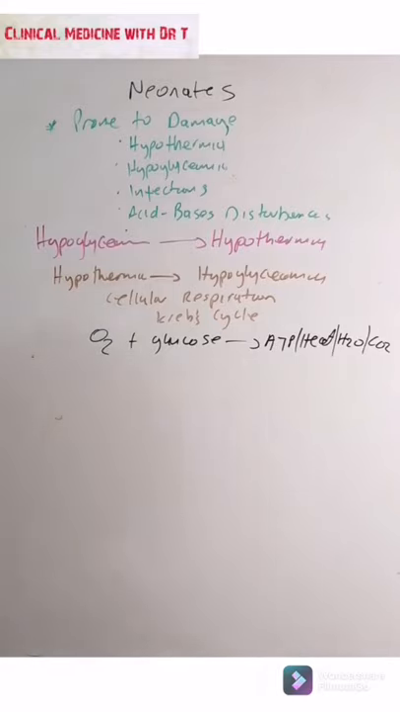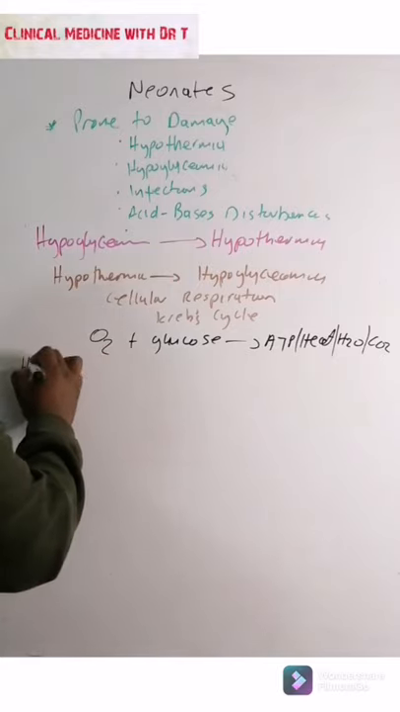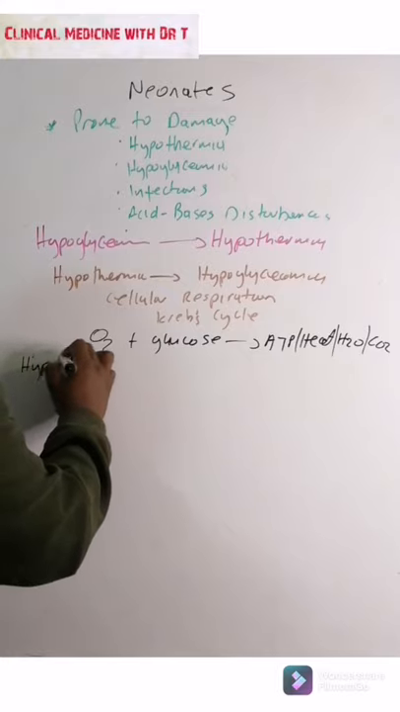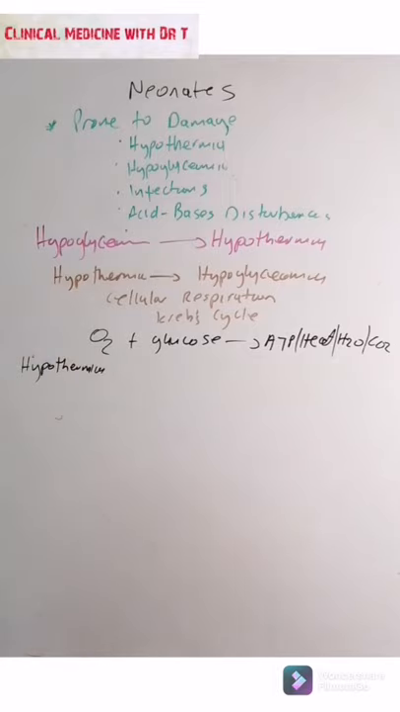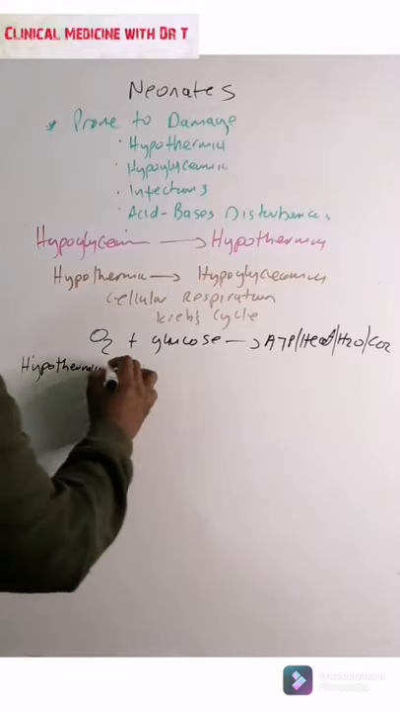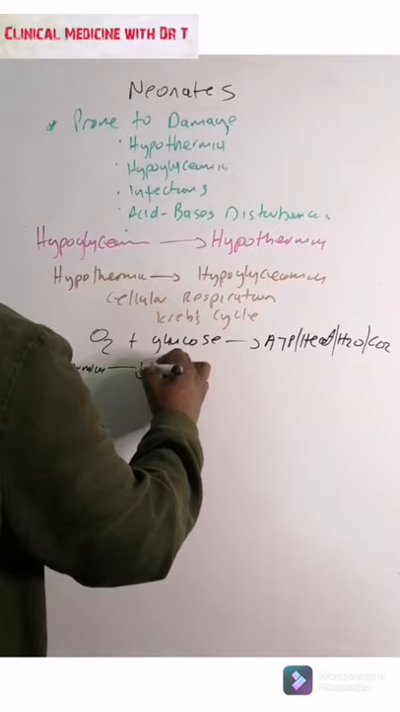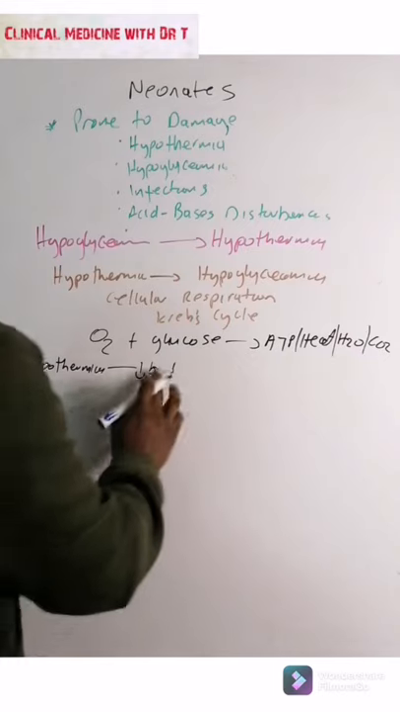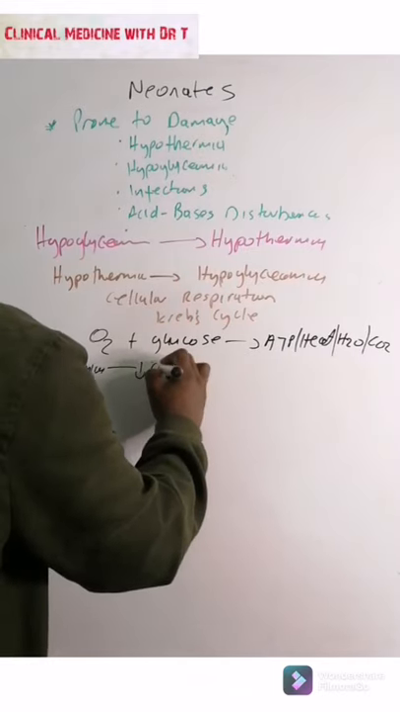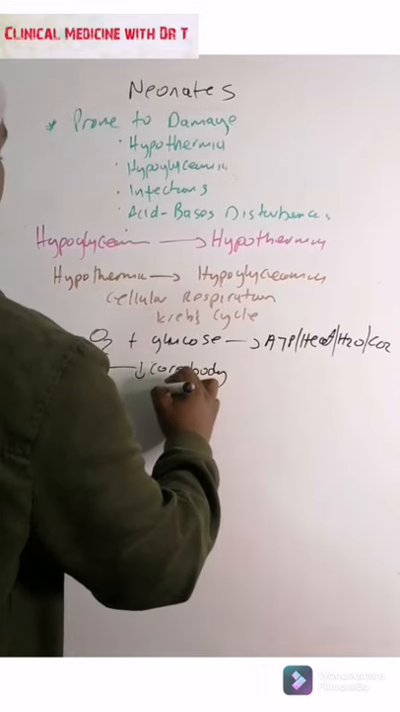So, in the event where we have hypothermia, what happens? When we have hypothermia, it means we have a severely reduced core body temperature.